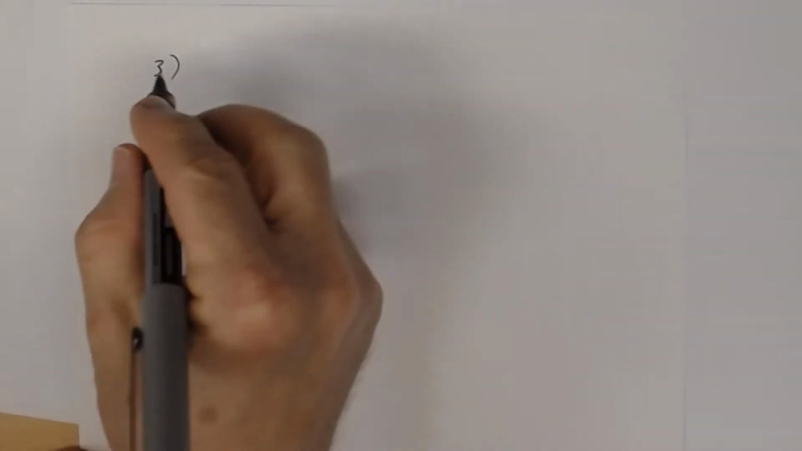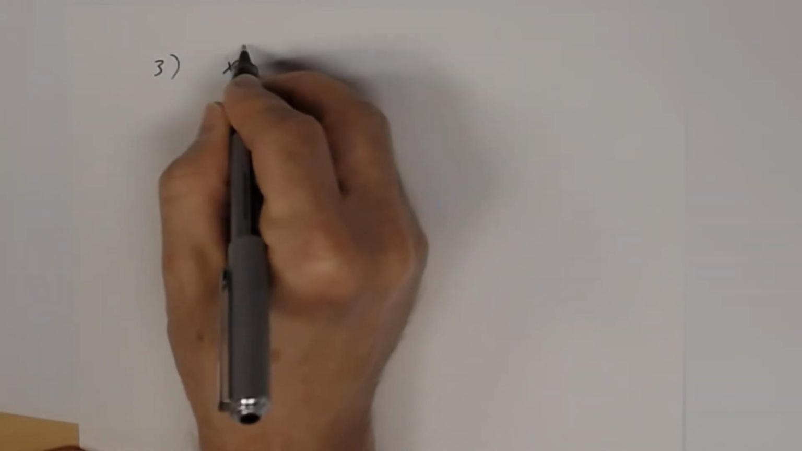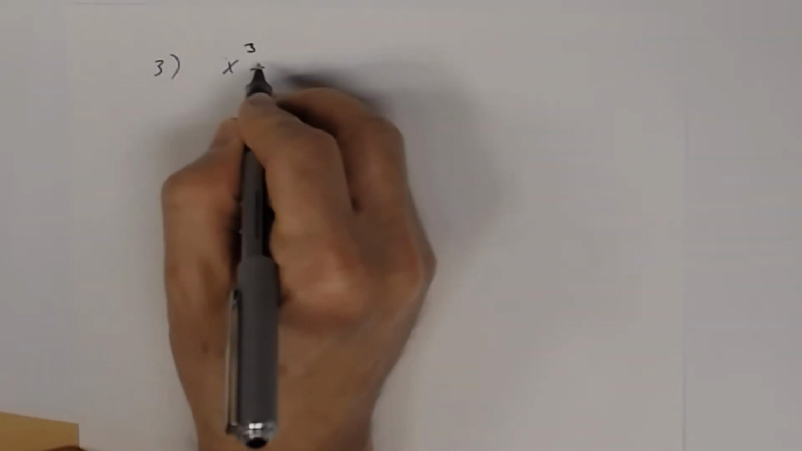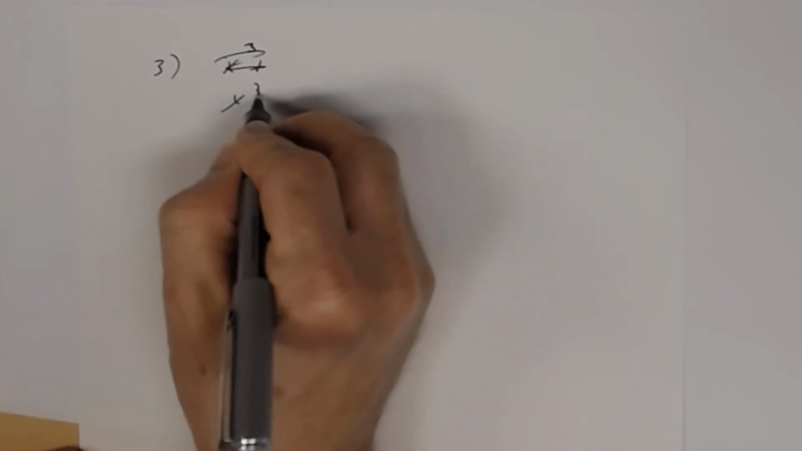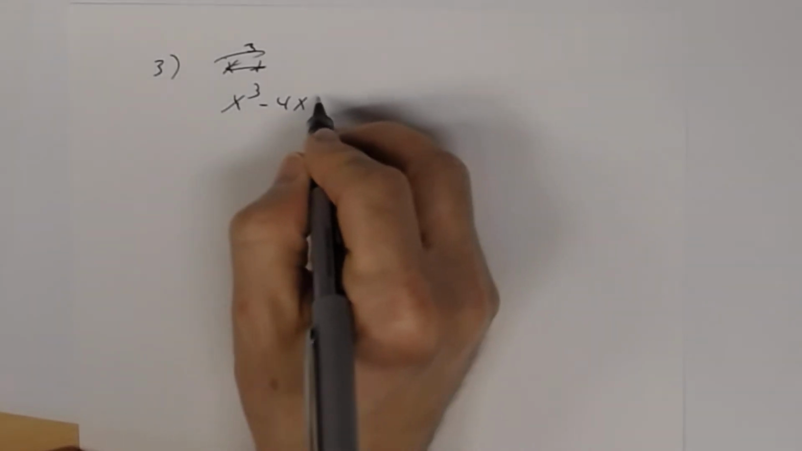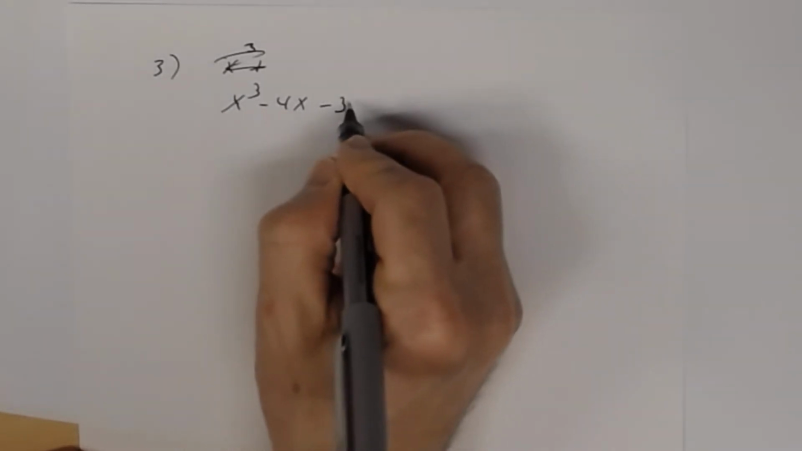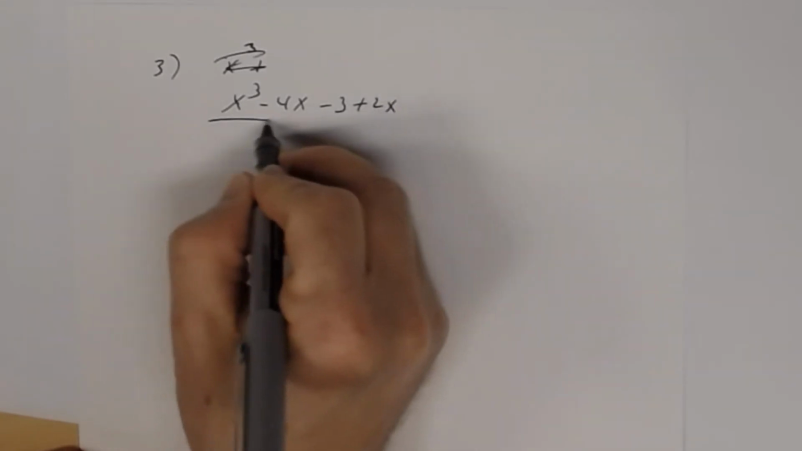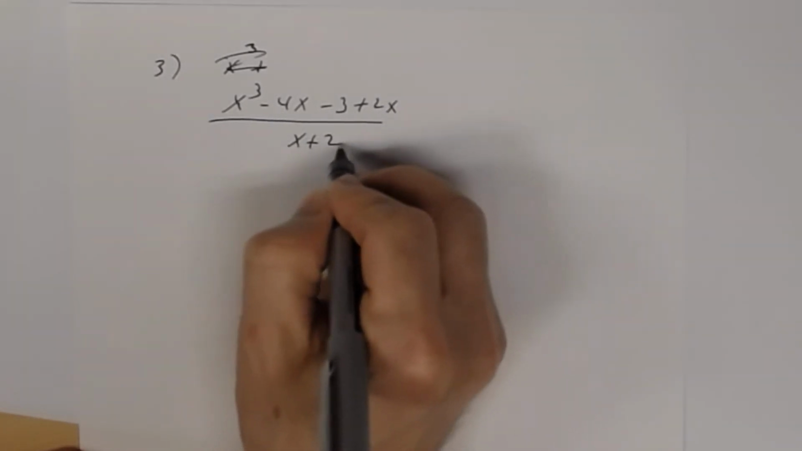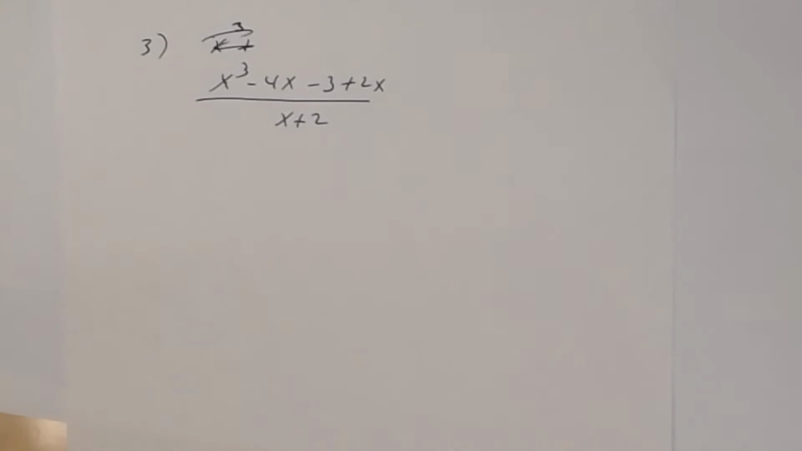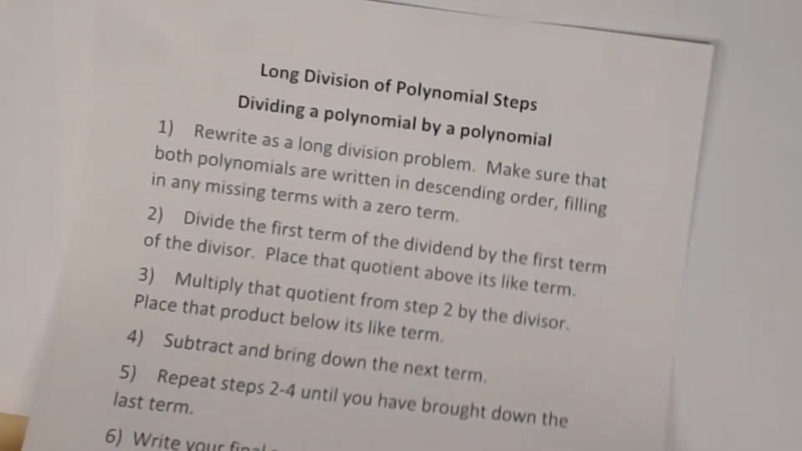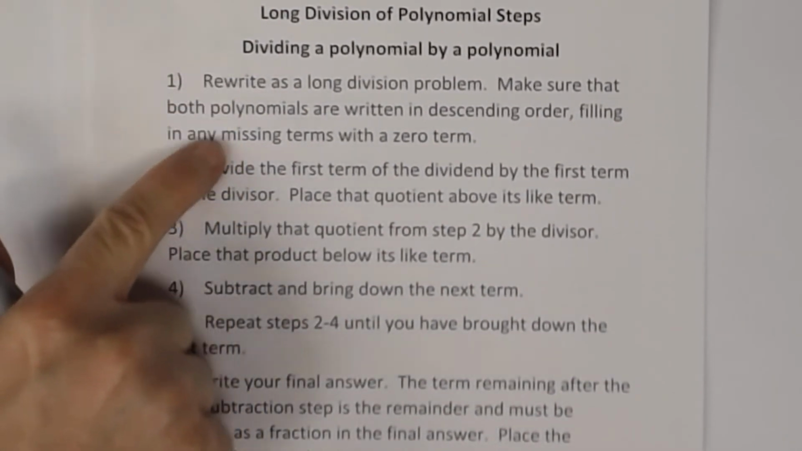All right, let's suppose we had, so we can do this by long division. So I have x cubed minus 4x minus 3 plus 2x divided by x plus 2. Okay, so let's suppose we had that. All right, so remember, step 1, and the more problems you do, the easier it is to remember all this.